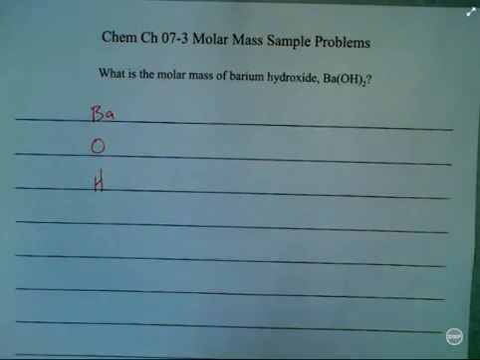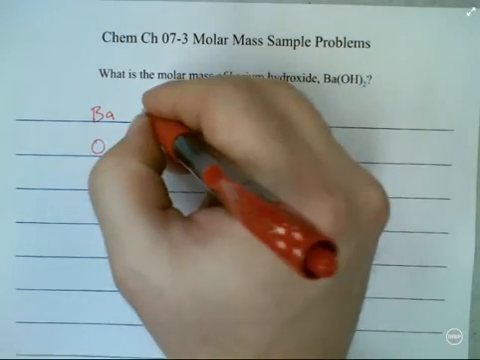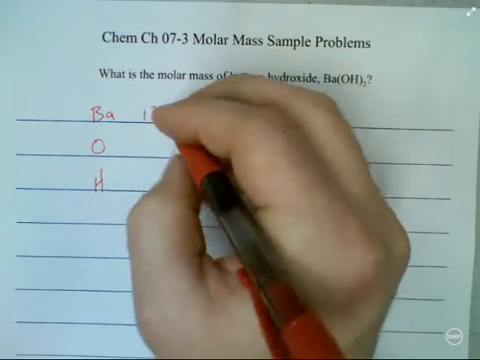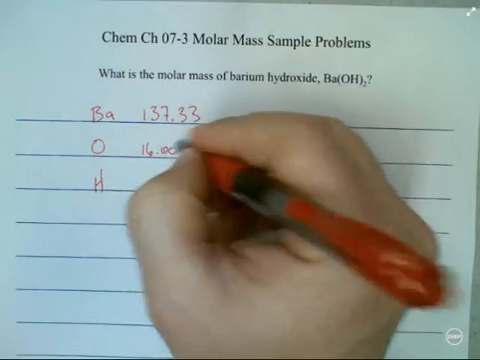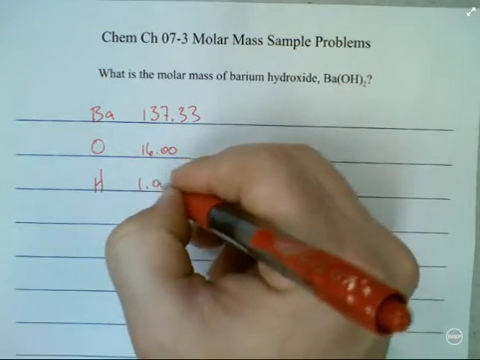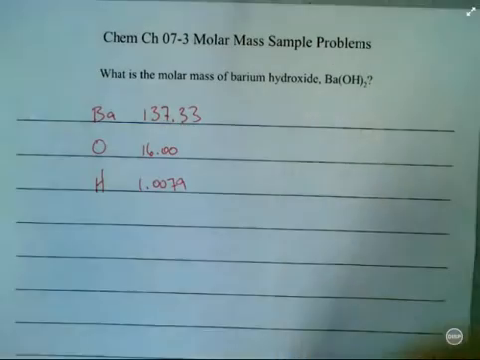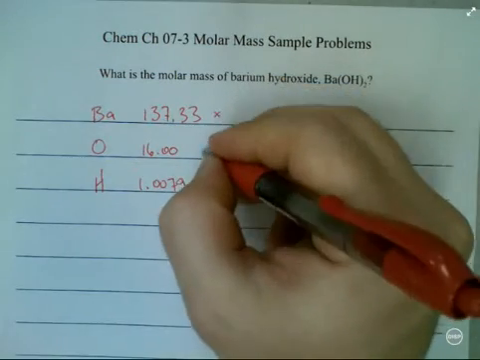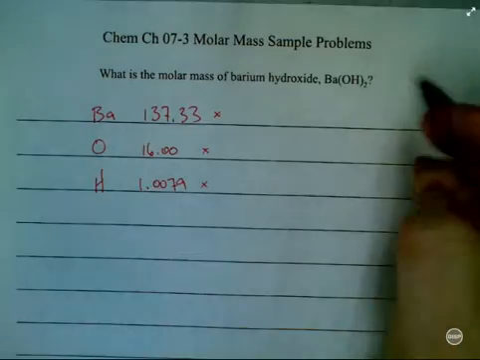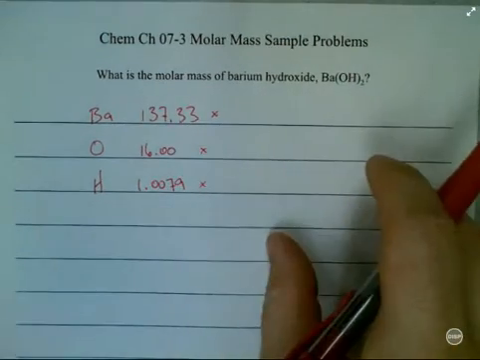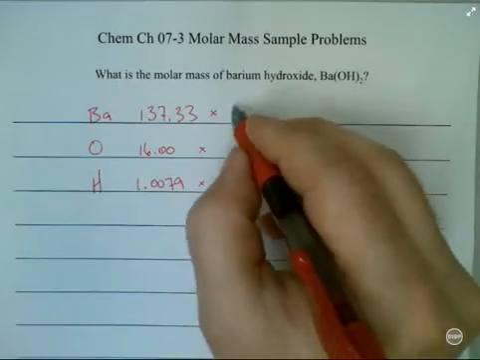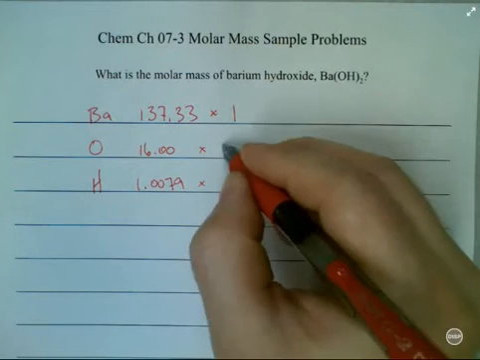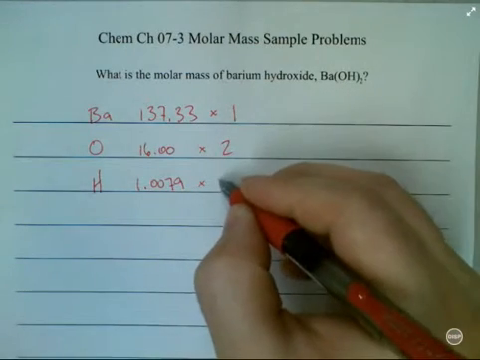Using those values, I have barium coming in at 137.33 grams per mole, oxygen coming in at 16.00 grams per mole, and hydrogen coming in at 1.0079 grams per mole. Next, I need to account for how many moles of each individual element is present in 1 mole of this substance. So I see there's only 1 mole of barium present. I see that there are 2 hydroxides, therefore there are 2 oxygens present, and 2 moles of hydrogen present.